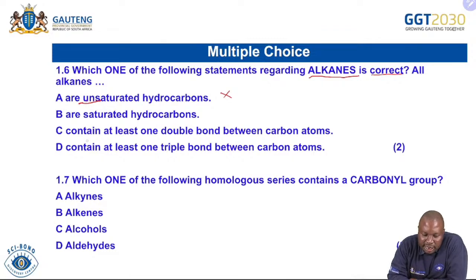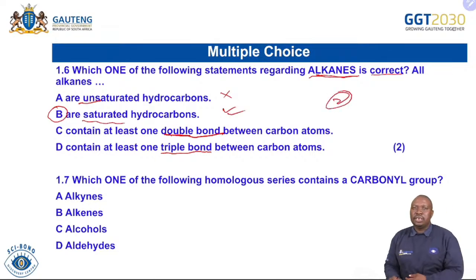Look at number C. Alkanes contain at least one double bond between carbon atoms. You can see, at least one double bond. Alkanes, no. Alkanes contain at least one triple bond. Triple bond, no. So you know that your answer for this option is B, because you know that alkanes are saturated. So you are able to get your 2 marks.